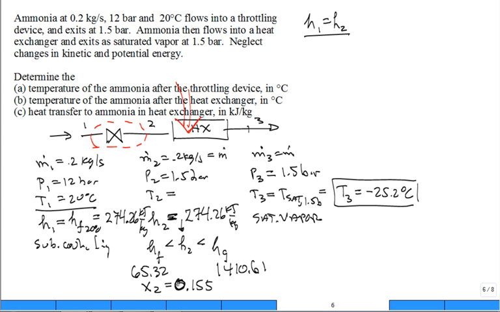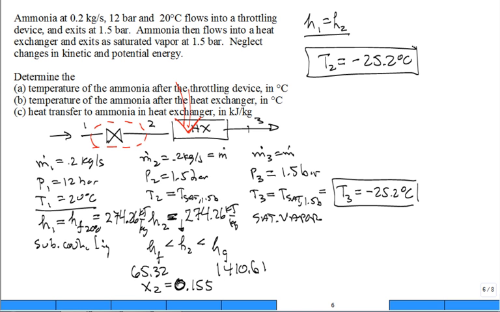Can you now tell me what the temperature is, T2? What is it? It's the saturation temperature. It's T_sat at 1.5 bar. So if it's T_sat at 1.5 bar, guess what T2 is? I'll put the answer up here. Negative 25.2 degrees C. What?